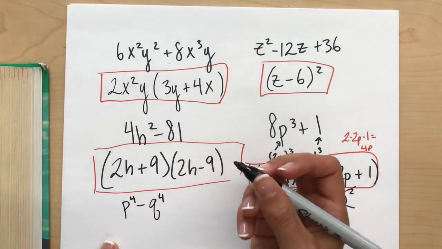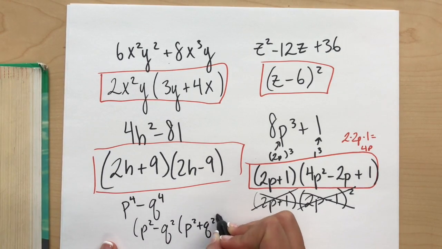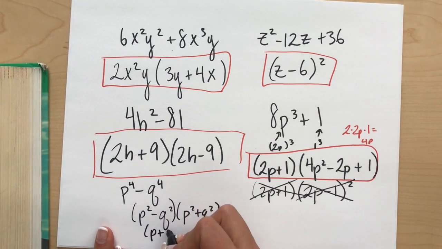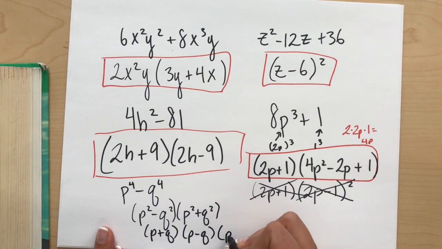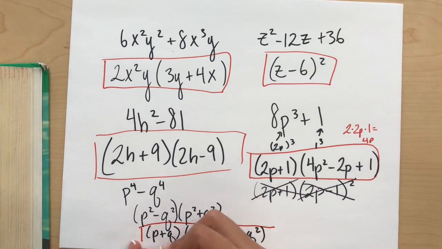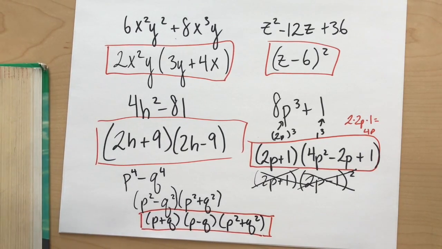p to the fourth minus q to the fourth, that's a difference of squares. So I get p squared minus q squared times p squared plus q squared. But then I see another difference of squares, and that's p plus q times p minus q, and I leave that p squared plus q squared as it is. Note that a sum of squares is not factorable. So only a difference of squares.